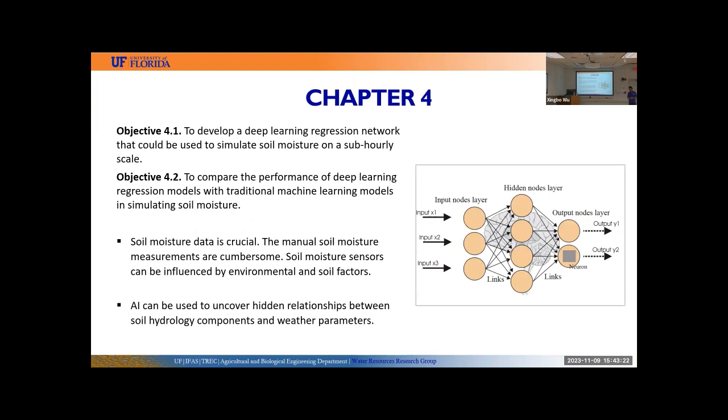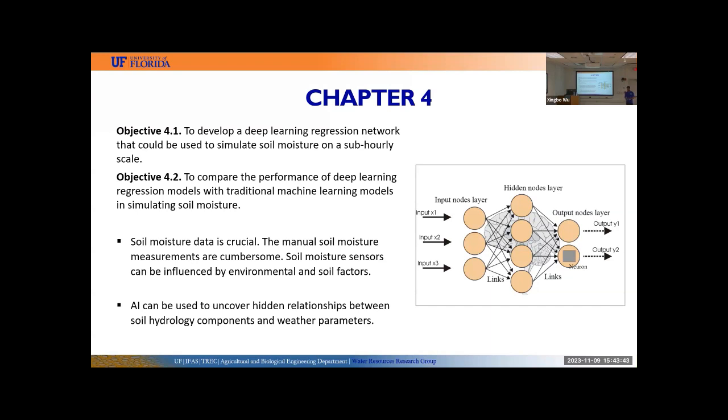So chapter 4 had two objectives. The first objective was to develop a deep learning regression method that could be used to simulate soil moisture content on several scales. And the second objective was to compare the performance of the deep learning model with the traditional machine learning models for simulating soil moisture content.